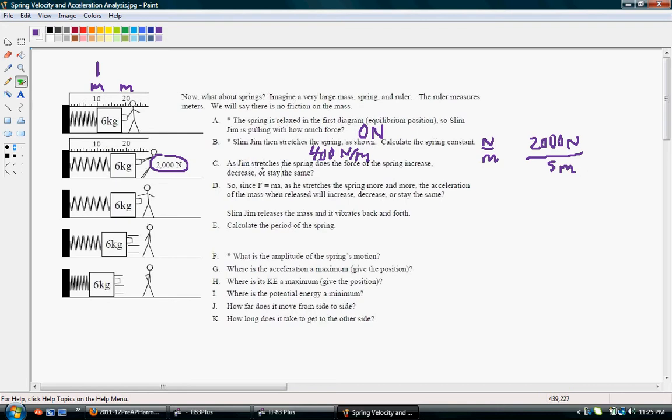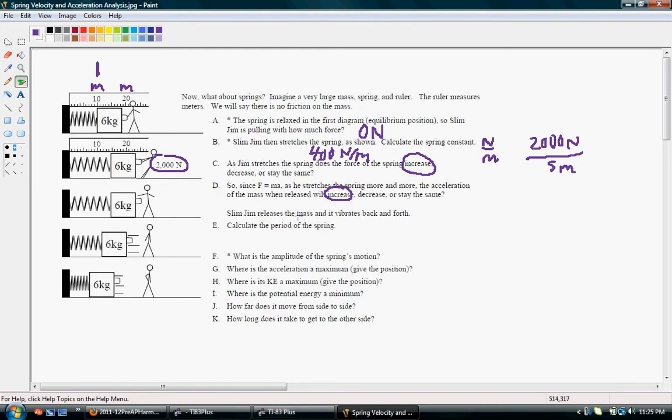Alright, as Jim stretches the spring, does the force of the spring increase, decrease, or stay the same? The further he stretches, the more force he has to apply. So since force equals mass times acceleration, as he stretches the spring more and more, the force increases, the acceleration of the mass would also increase.